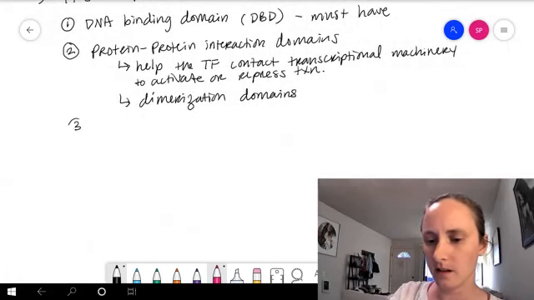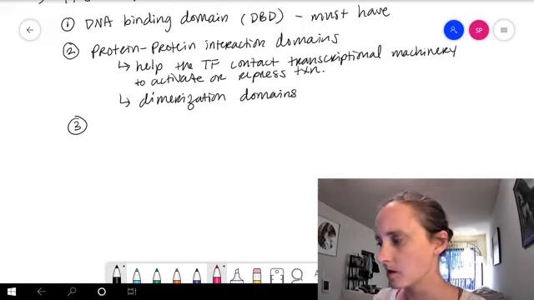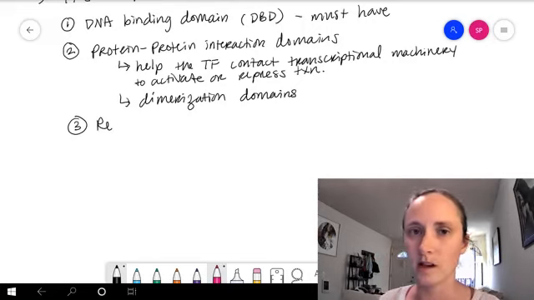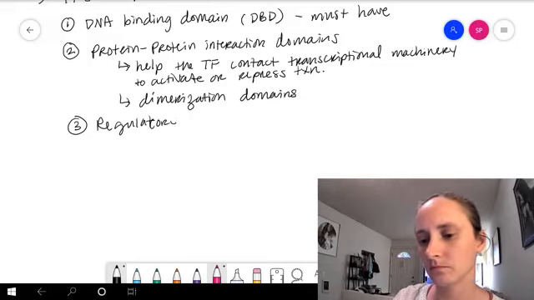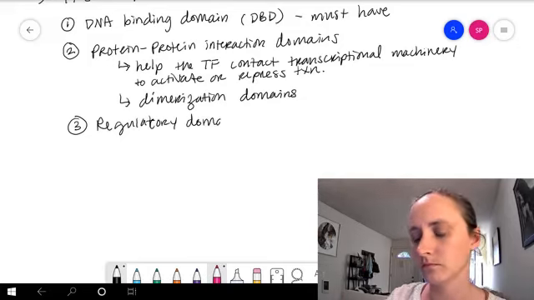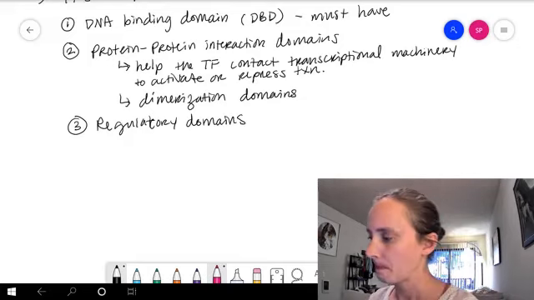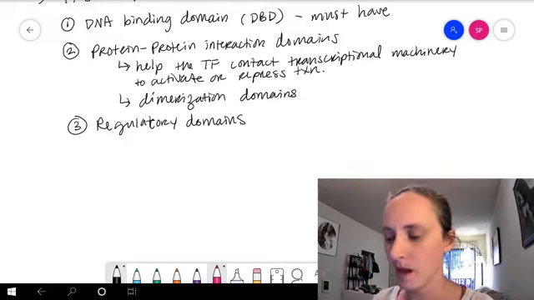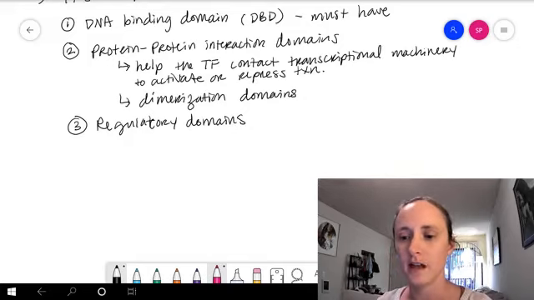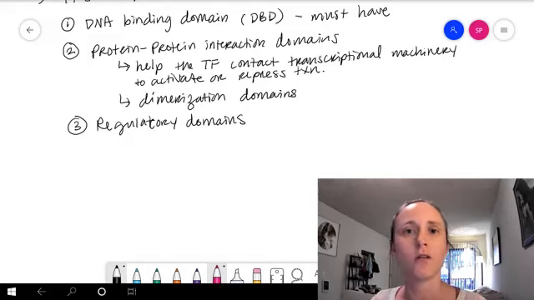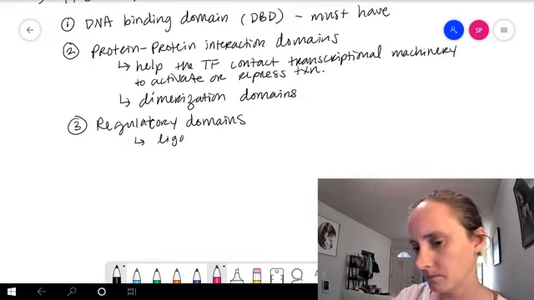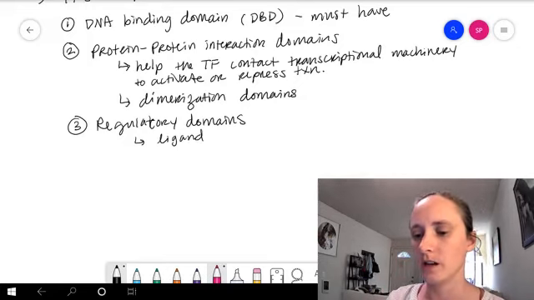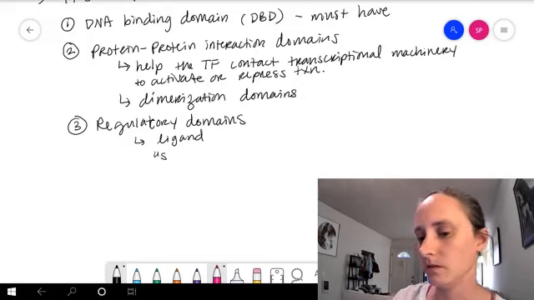And lastly, many transcription factors have regulatory domains such as ligand binding domains. So the transcription factor may be able to bind DNA or not bind DNA based on whether it's able to bind a cofactor or coactivator of some kind. A ligand is usually any small molecule that can bind a protein.